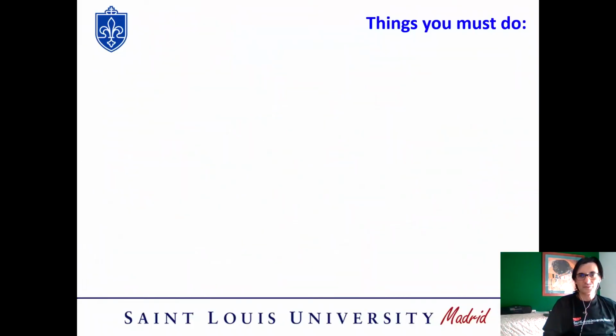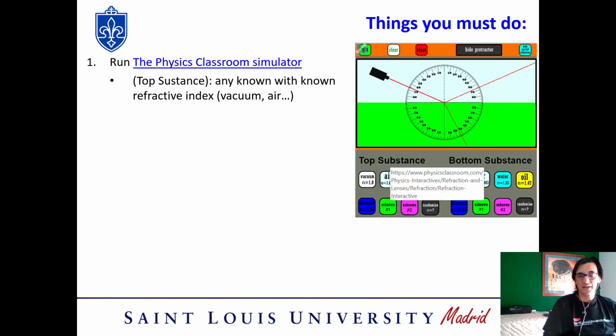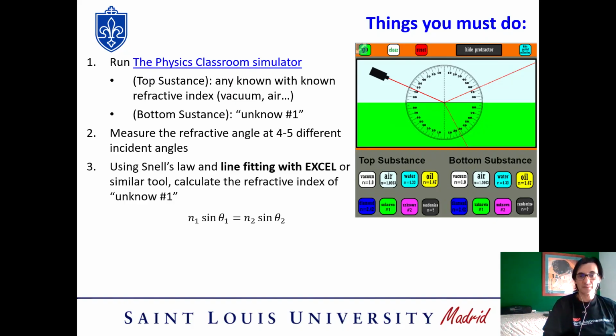So here are the things you must do. Again, you want to run the Physics Classroom simulator for the refractive index, and you want to choose for top substance any known substance, for instance, vacuum, air, whatever you want, okay? And in the bottom substance, you choose an unknown one, for instance, okay? And you want to do this refraction experiment at 4 to 5 different incident angles. And you want to measure the incident light beam and the refracted beam, okay? Angular deviation from the normal, okay?